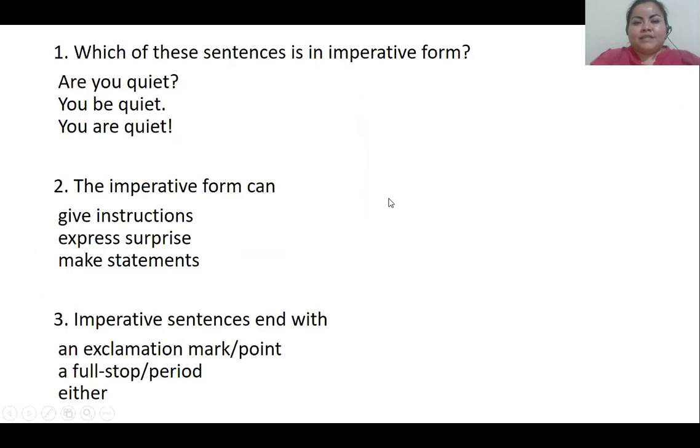Which of these sentences is an imperative form? Are you quiet? You, be quiet. You are quiet. The imperative form can give instructions, express surprise, make a statement. Imperative sentences end with an exclamation mark or point, a full stop or period, or either.